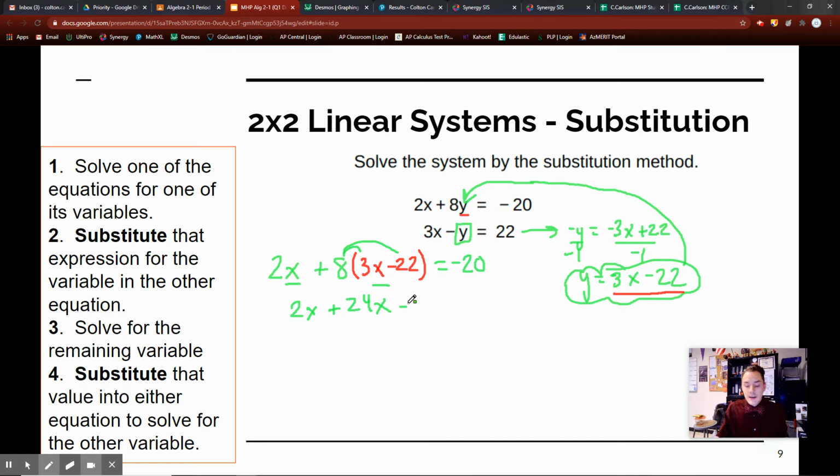what is 8 times 22? So 8 times 22, if you want to go on Desmos.com, you can do that, but this is 176. Or you can just use your fancy calculator.